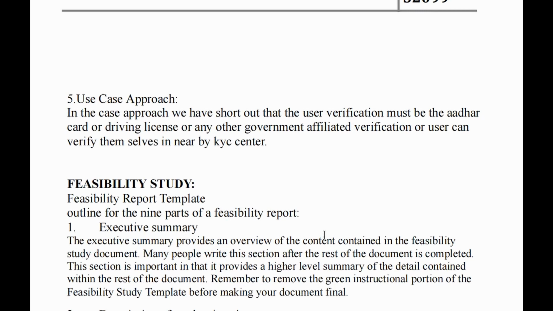And number five, use case approach. In the use case approach, we have to sort out that the user verification must be by Aadhaar card or driving license or any other government affiliated verification, or users can verify themselves at a nearby KYC center.